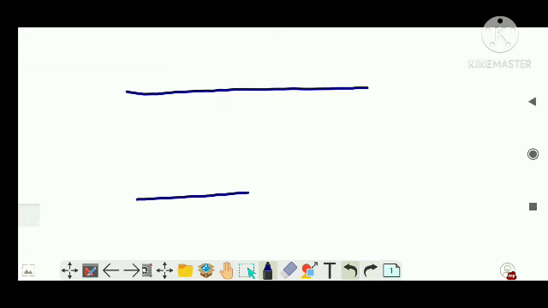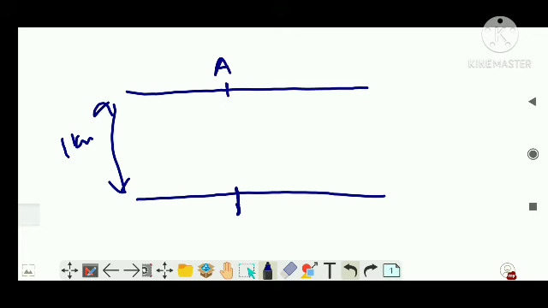This is the river. It is 1 kilometer wide. There's a person here, and this person wants to reach here, let's say A. He is going to swim in this direction. And it is told that there is a river which has a velocity of 3 kilometer per hour in this direction. Now if he goes in this direction, will he reach A from O? No, he will reach somewhere beyond it, right?